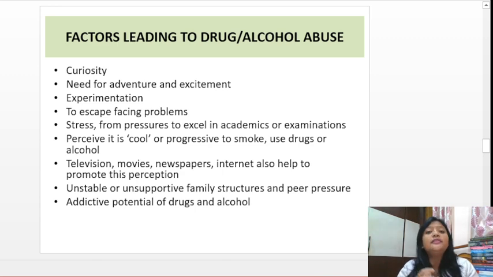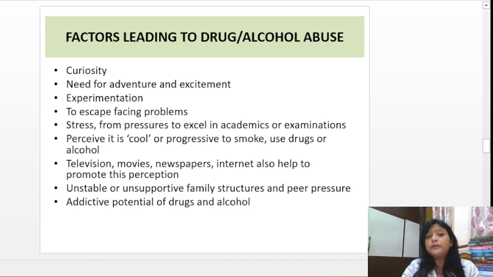So they are promoting this perception that you can use these things to temporarily escape from your problems. Also, sometimes when the family is not supporting the person, the environment in the family is not stable, and there's too much pressure, then these young people, and even elders above 30, 40 years of age, are moving towards drugs and alcohol.